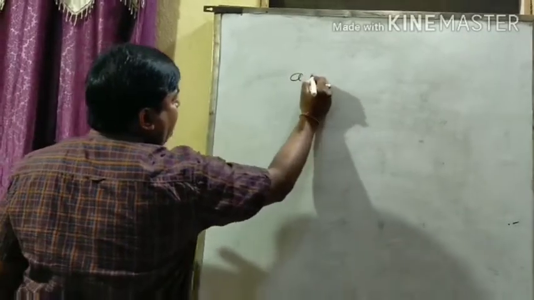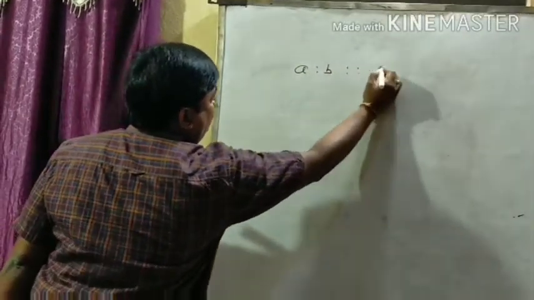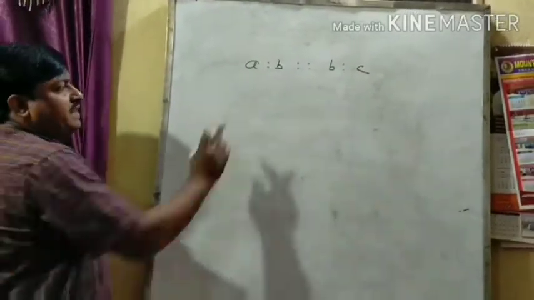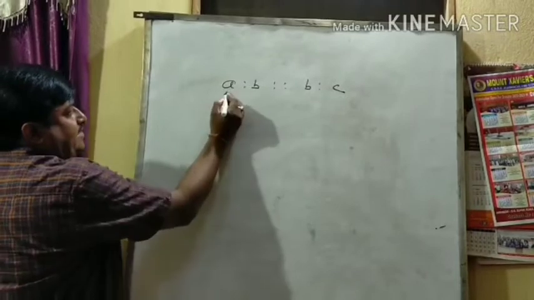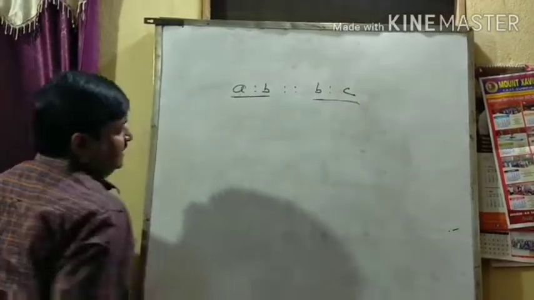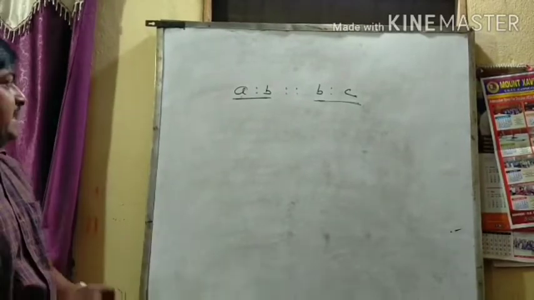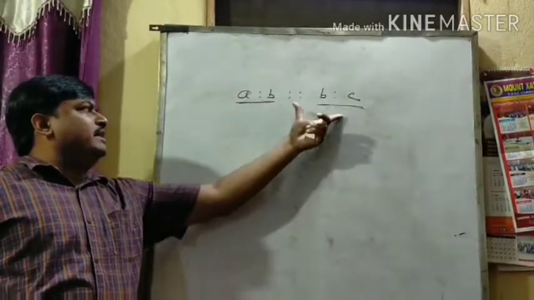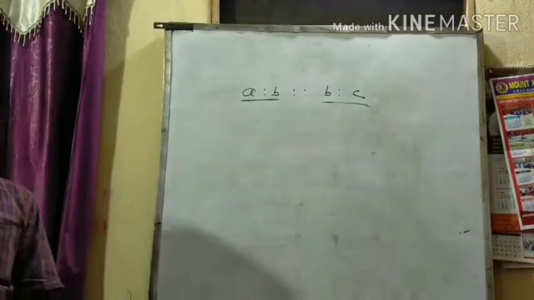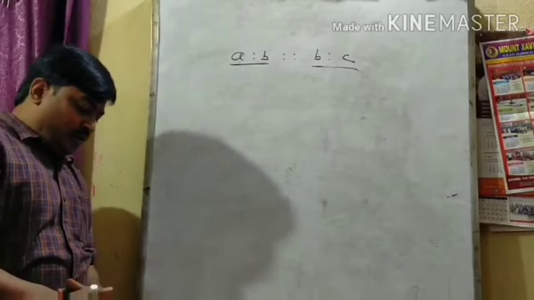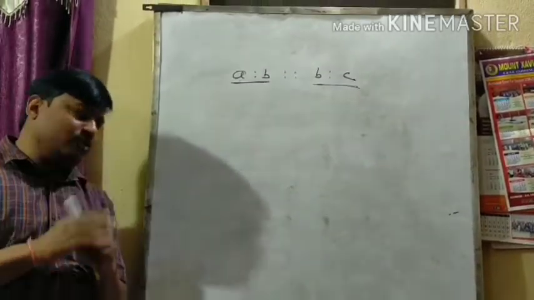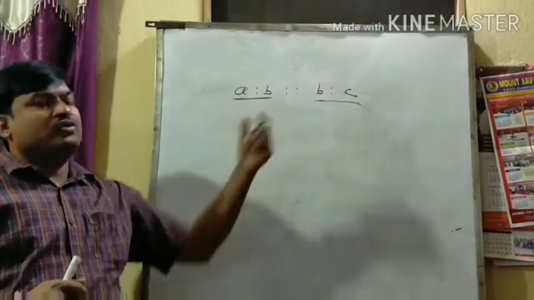See, A is to B is proportional to B is to C. In this, this is the first ratio and this is the second ratio. Students, these are the two ratios and this is the symbol of proportion. Therefore, these two ratios are in proportion. So actually, proportion is the equality of two ratios.